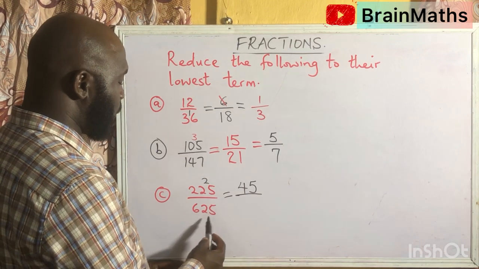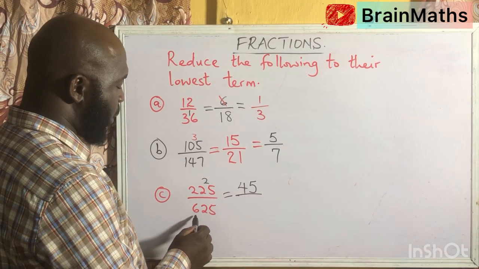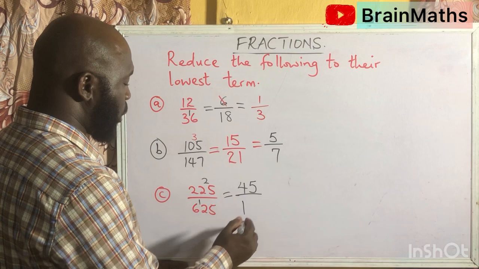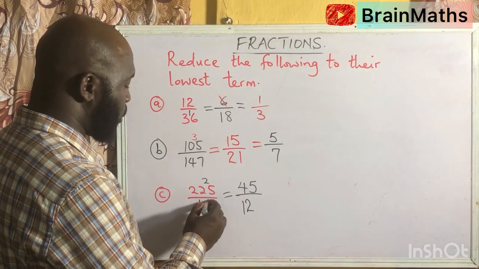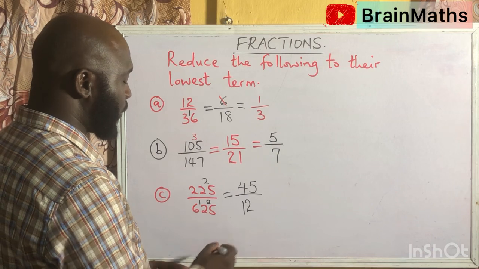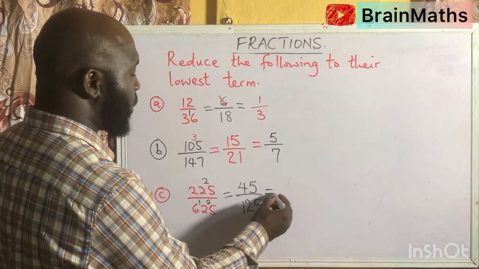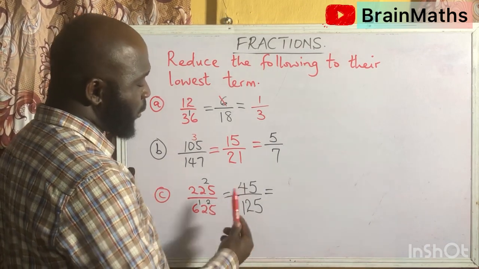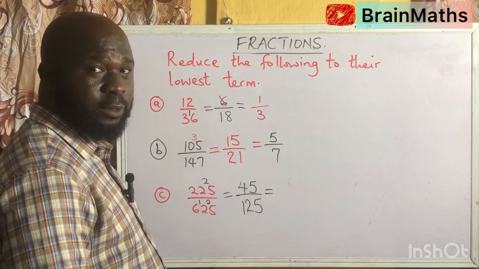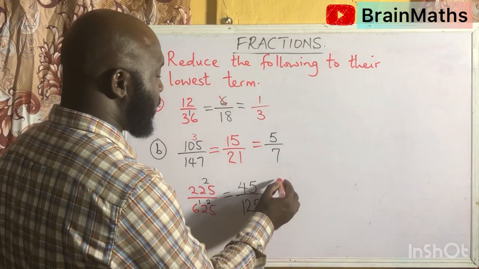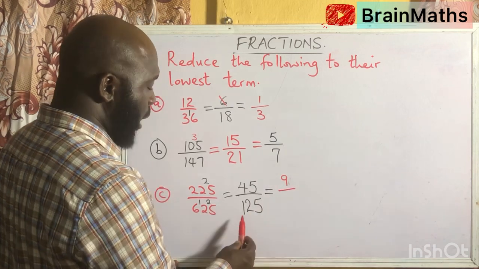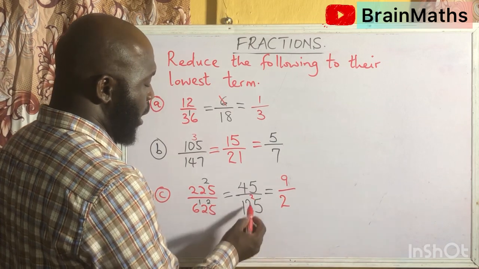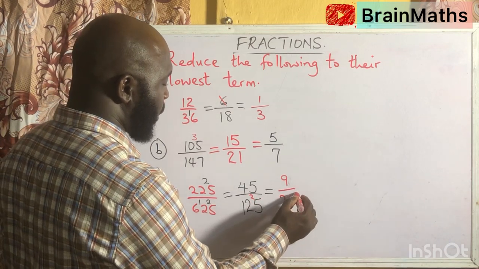Then in 625, start with the first number. How many 5 can we get in 6? 1, remainder 1. How many 5 can we get in 12? 2, remainder 2. And how many 5 can we get in 25? We say 5. Still on the division, 5 can still divide 45 and 125. How many 5 can we get in 45? That gives 9. How many 5 can we get in 12? 2, remainder 2. How many 5 can we get in 25? That will give us 5.